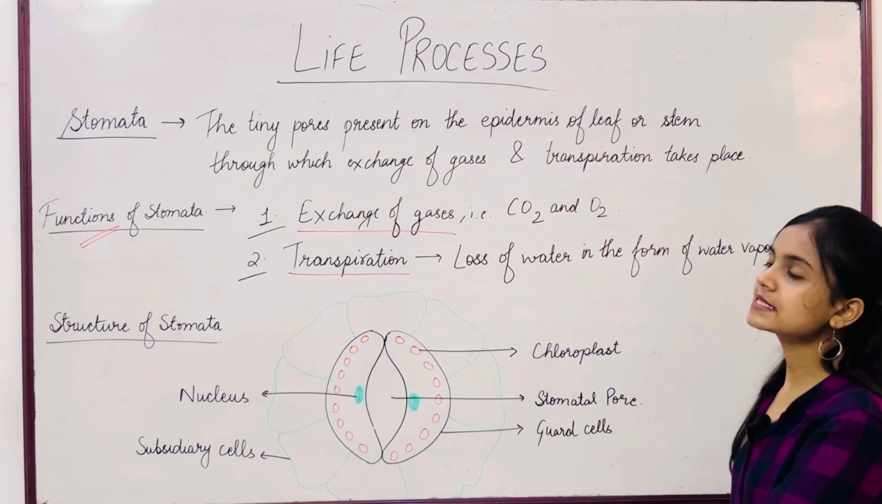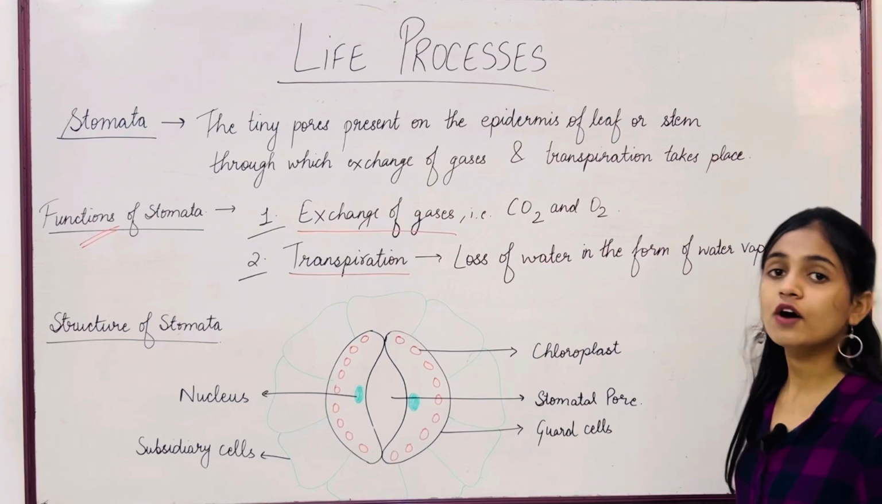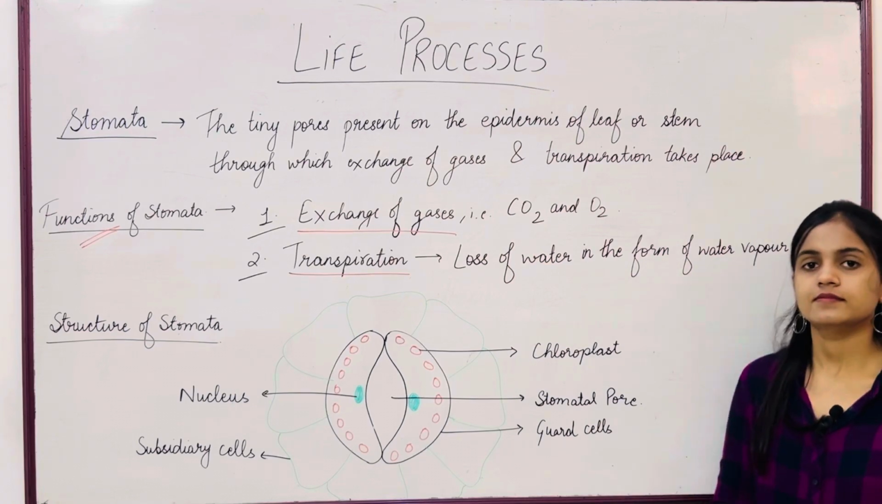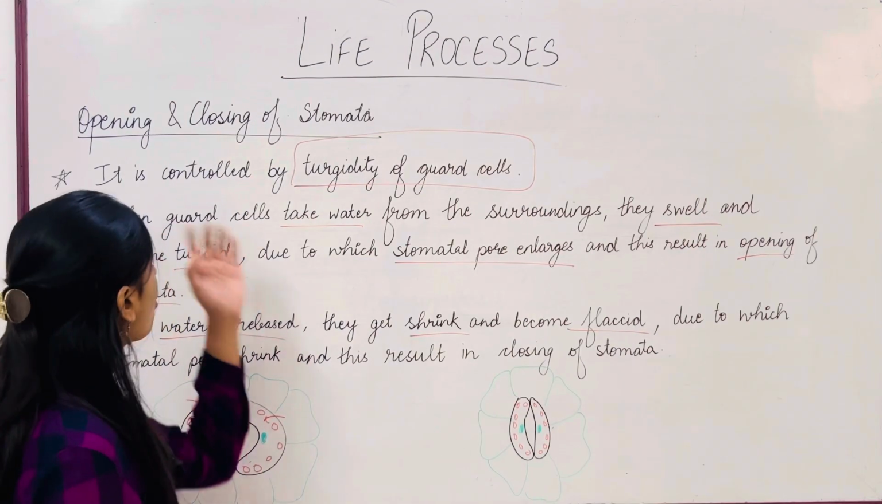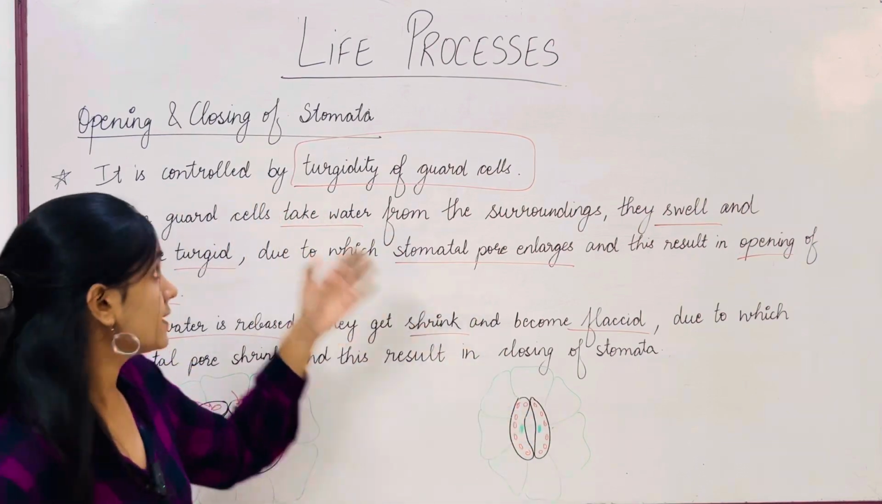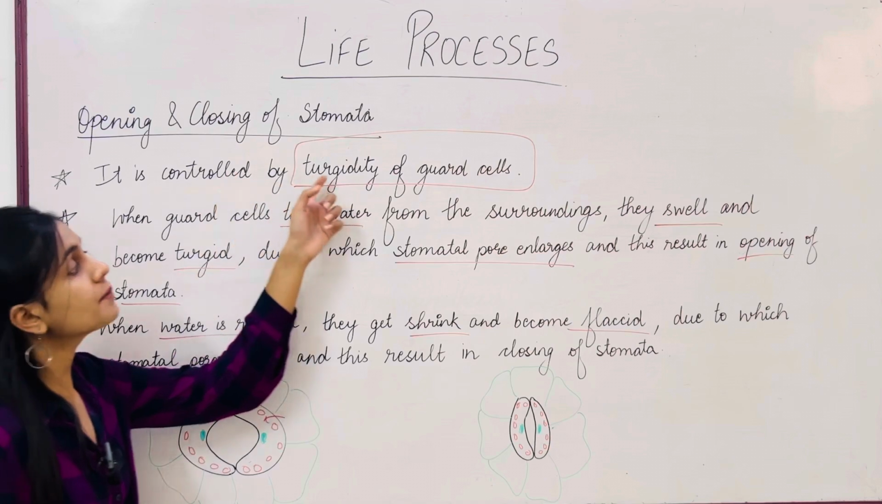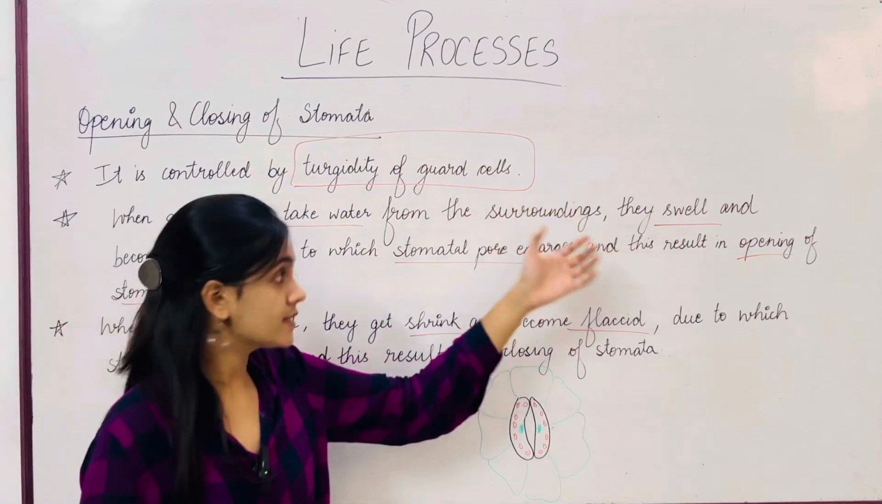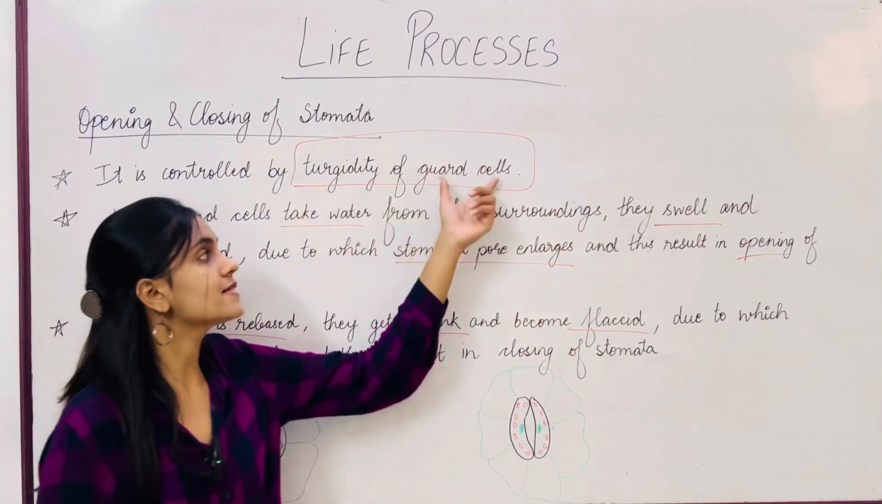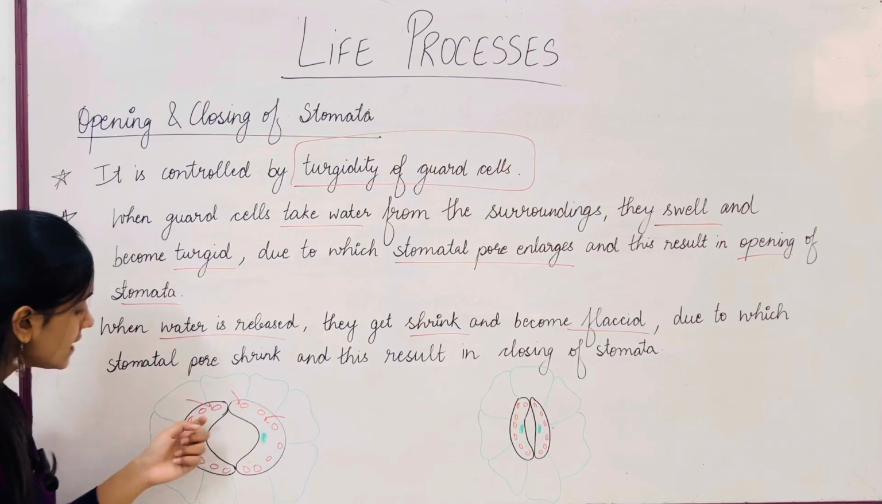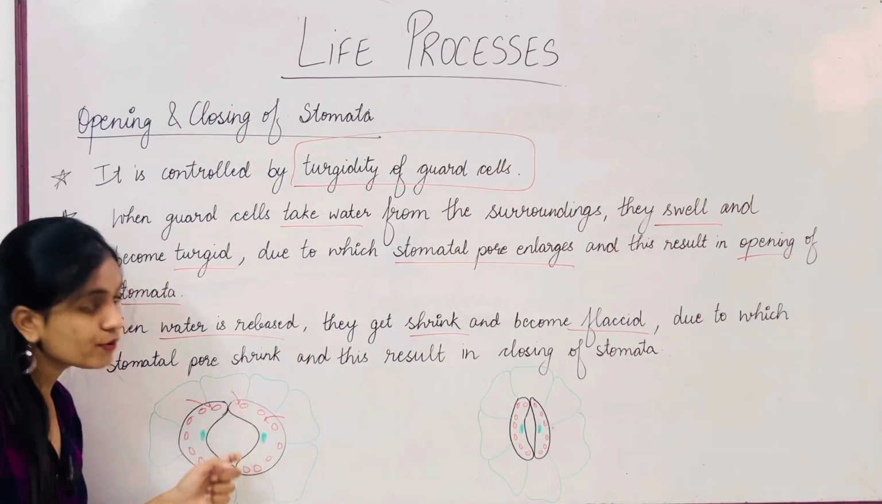Now we will be discussing the opening and closing of stomata. We will discuss that how does it open and how does it close. It is controlled by turgidity of guard cells. Means what is the pressure inside the guard cells. These are the guard cells. I have already told you in the diagram.